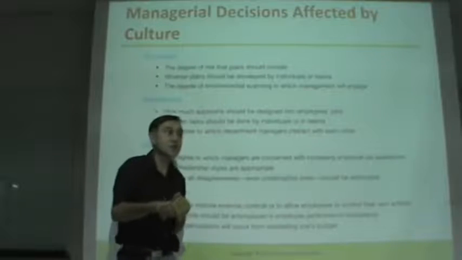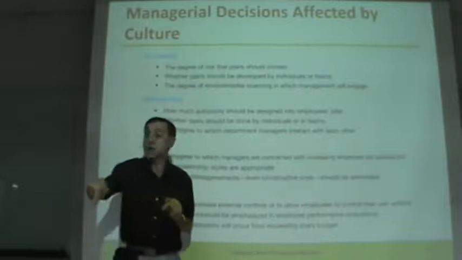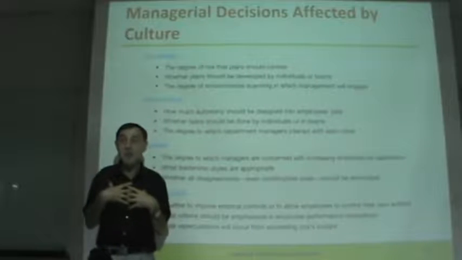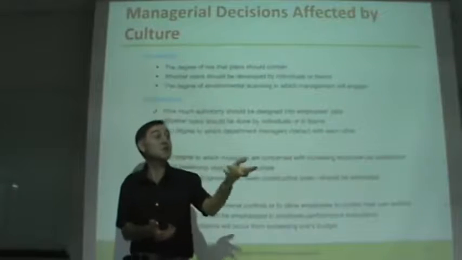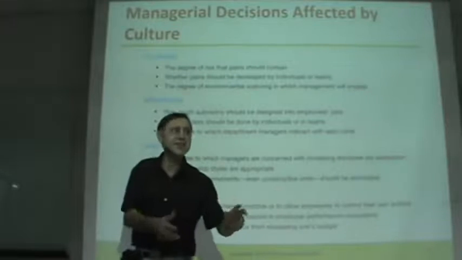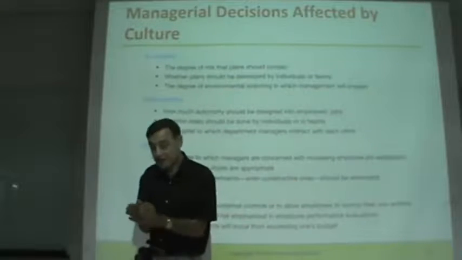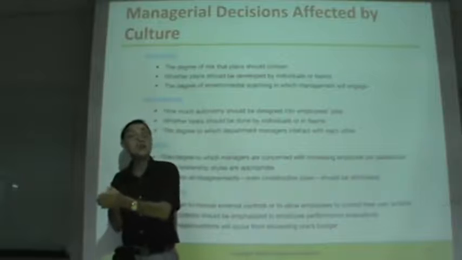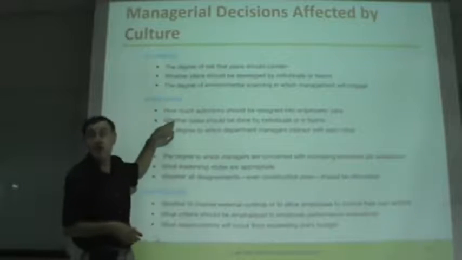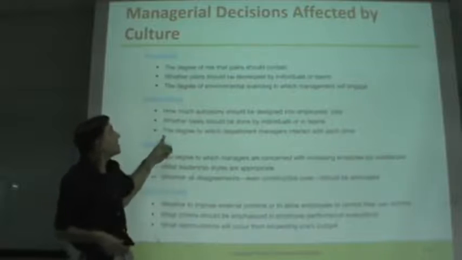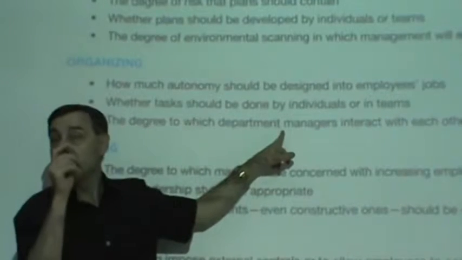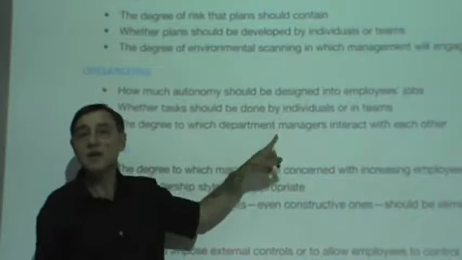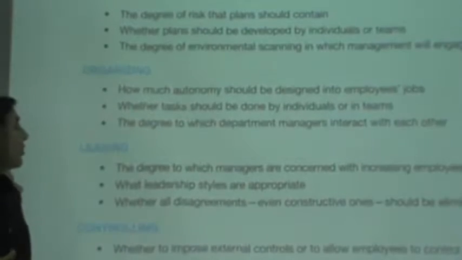You've got to do it this way. You've got to do it that way. You've got to do it this particular way. And for example, sometimes the response may be, but I've done this for 12 years and I know that this works better. And they say, yeah, but we don't care about that. We do it this way. So there are advantages and disadvantages. Organization is determined by the culture, and the degree to which department managers interact with each other, in other words, how organization is done, also depends on the culture.